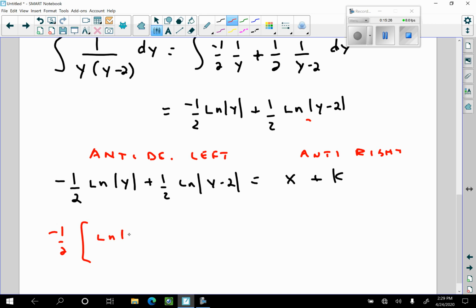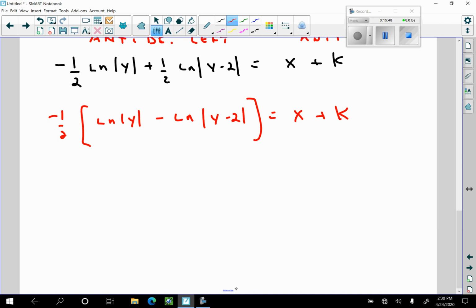That gives me the ln of y minus ln of y minus 2. Negative 1/2 times ln of y is negative 1/2 ln of y. Negative 1/2 times negative is going to be positive, is equal to x plus k. And the only reason I did that is so that I can employ this nice law of logarithms. Let's multiply by the negative 2 to both sides before we do anything else. It's going to be ln of absolute value of y minus ln of y minus 2. And that's equal to negative 2x plus another k. You can call that k, we'll just make it a different color. This is k times negative 2.